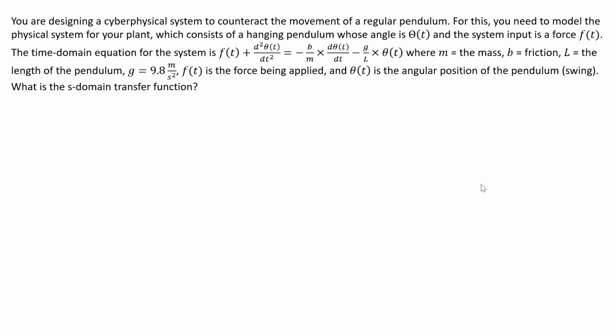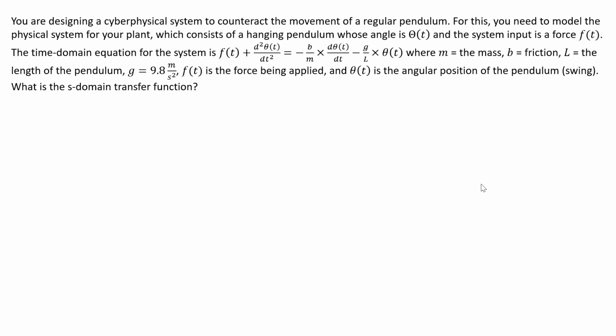But for this, you need to model the physical system for your plant, which consists of a hanging pendulum whose angle is theta(t). So theta(t) is the signal or the time series variable that represents the angle of the pendulum, right? It's just going to go back and forth. If you looked at it on a plot, it would be like a sine wave, basically. And then the input is a force, F(t).